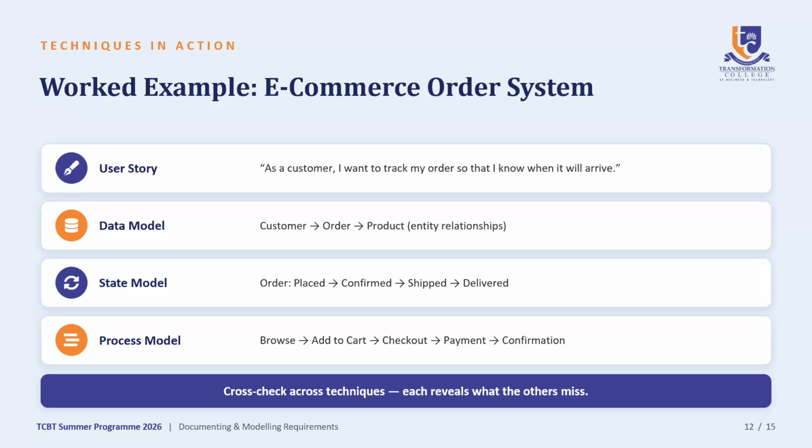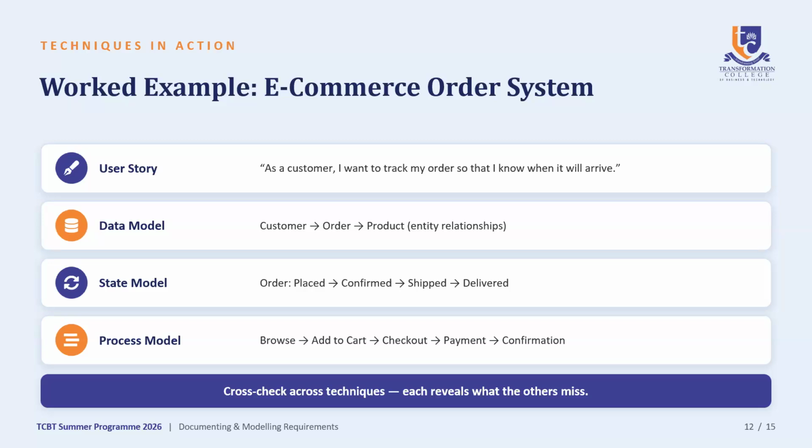Then this data model: customer, order, and product. This is a flow of the data. State model: order placed, confirmed, shipped, and delivered. Now, the condition for the order could have changed if the payment was not confirmed.